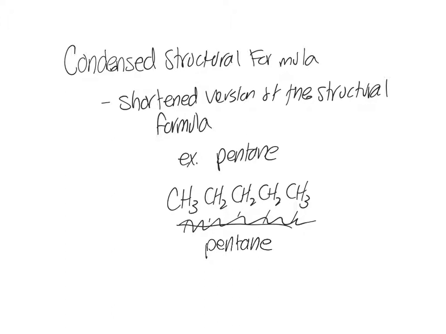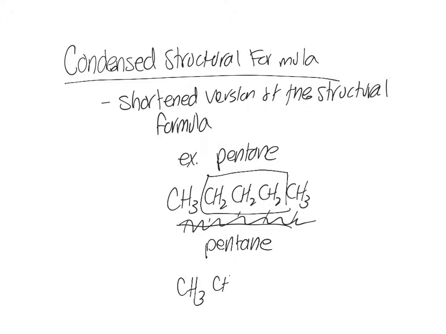The other way to draw this and also consider condensed structural formula is to do this. So rather than writing out CH2 3 times here, you just write it out once. Put the brackets around it, put a 3 here. The 3 tells you that it happened 3 times, and then end CH3. So this is also pentane. So that's a condensed structural formula.